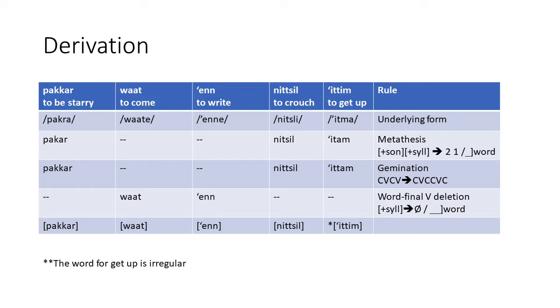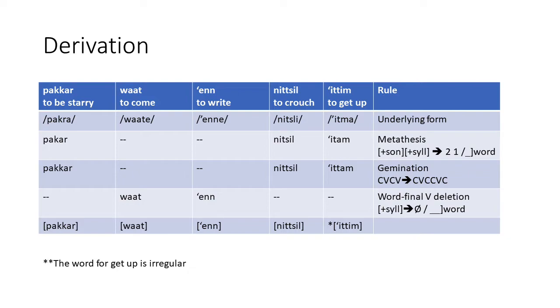So again, there is no vowel at the end of the word. It's an L. That's the last consonant. So now it becomes nitsil. So last but not least, let's look at to get up, itim.